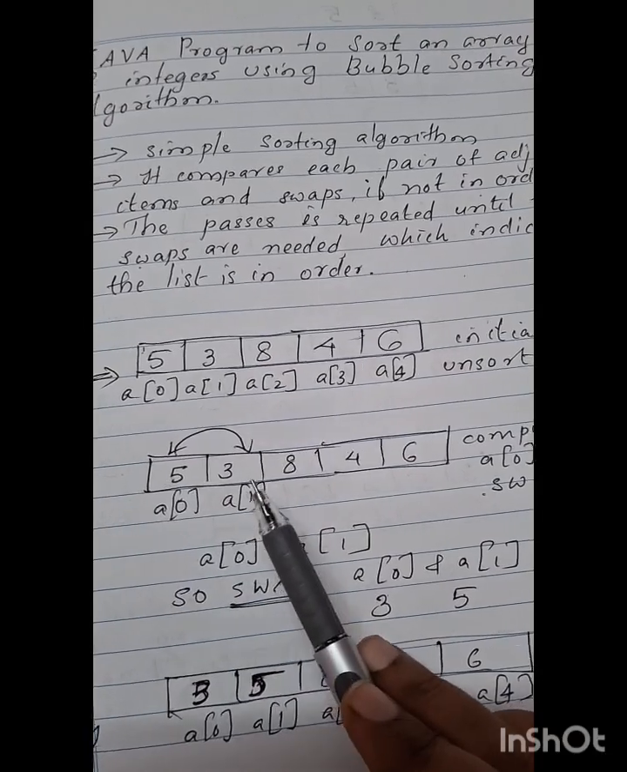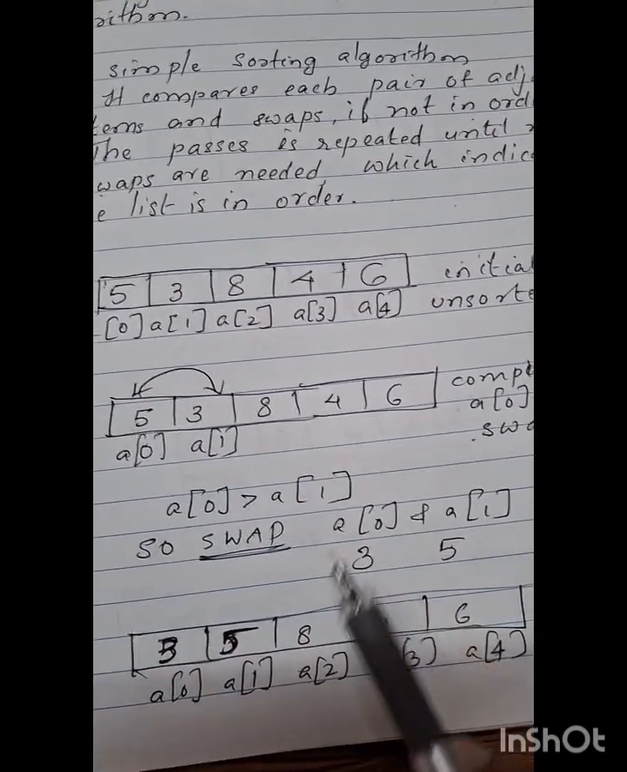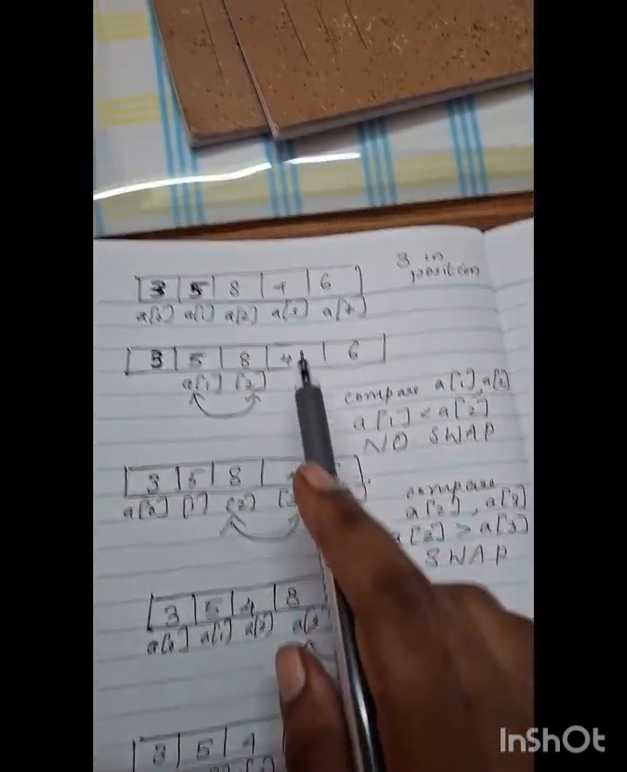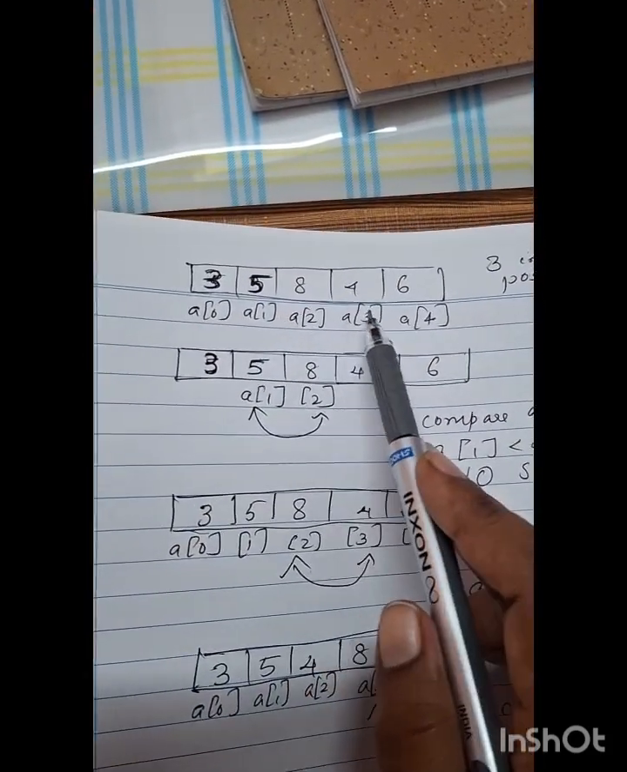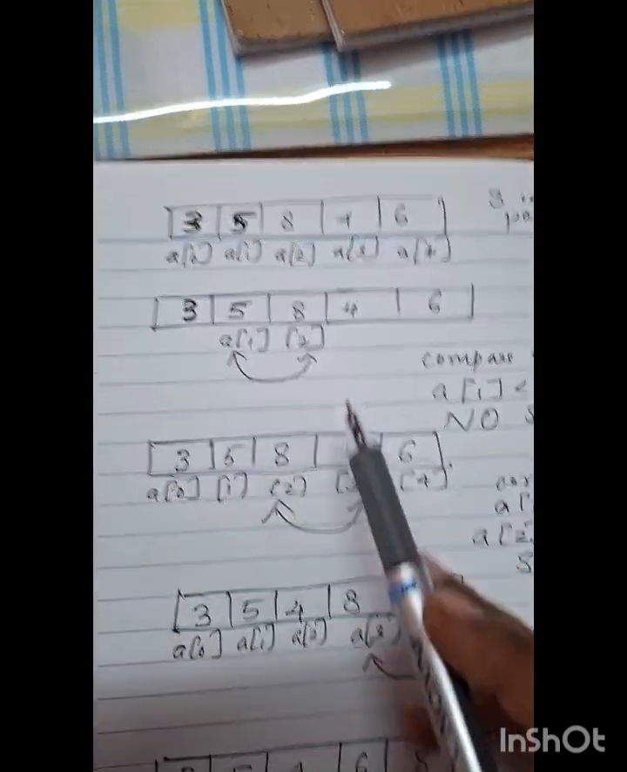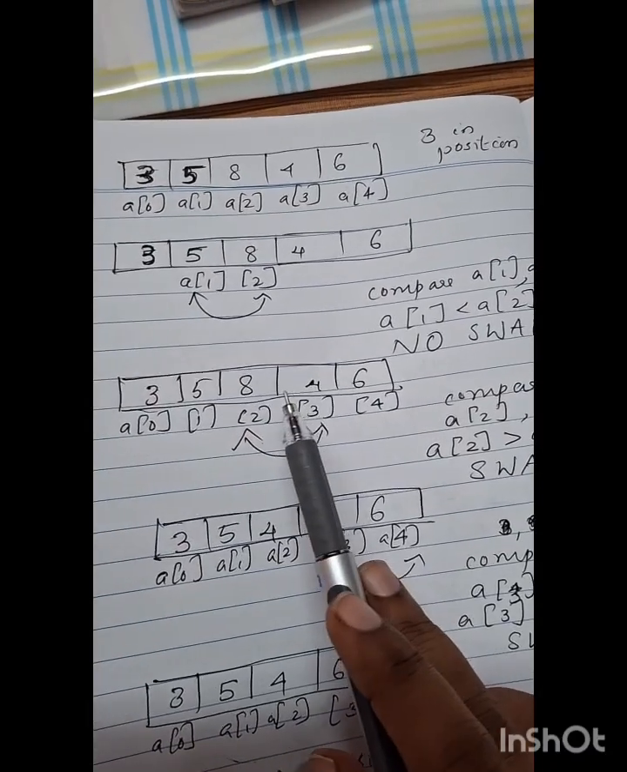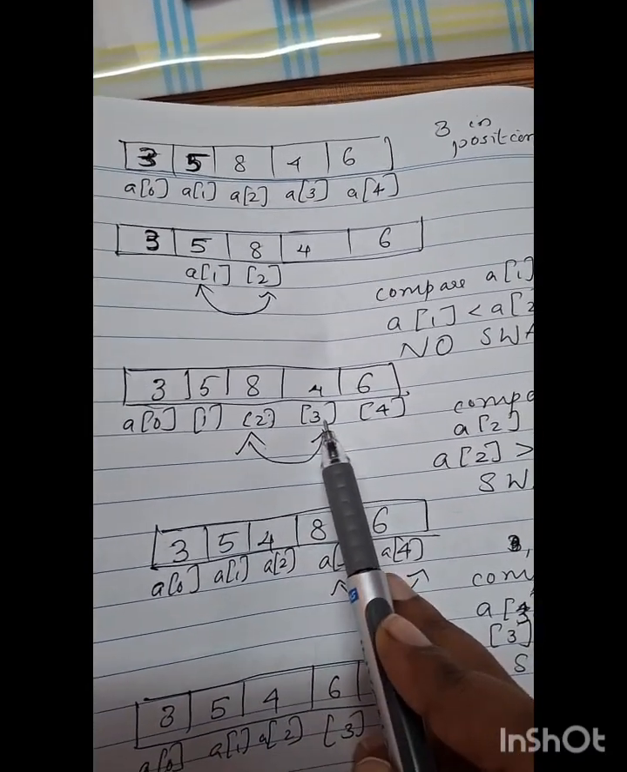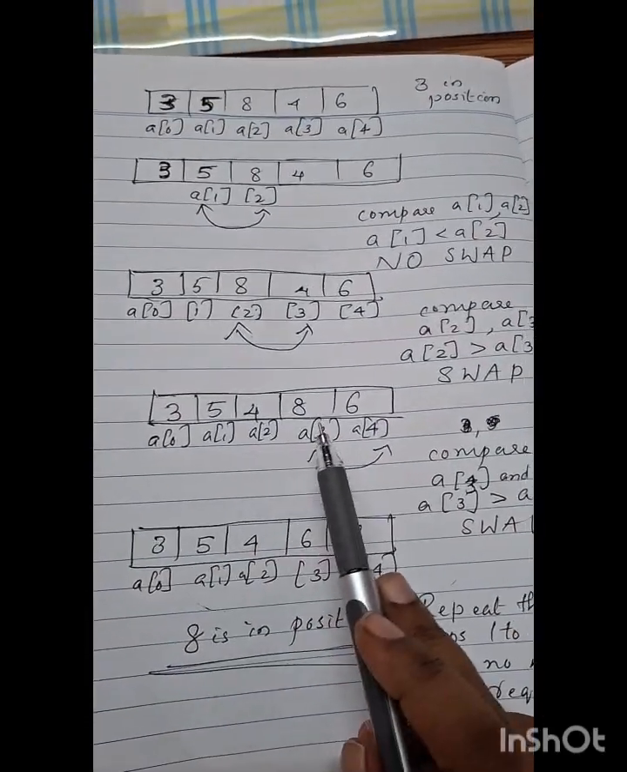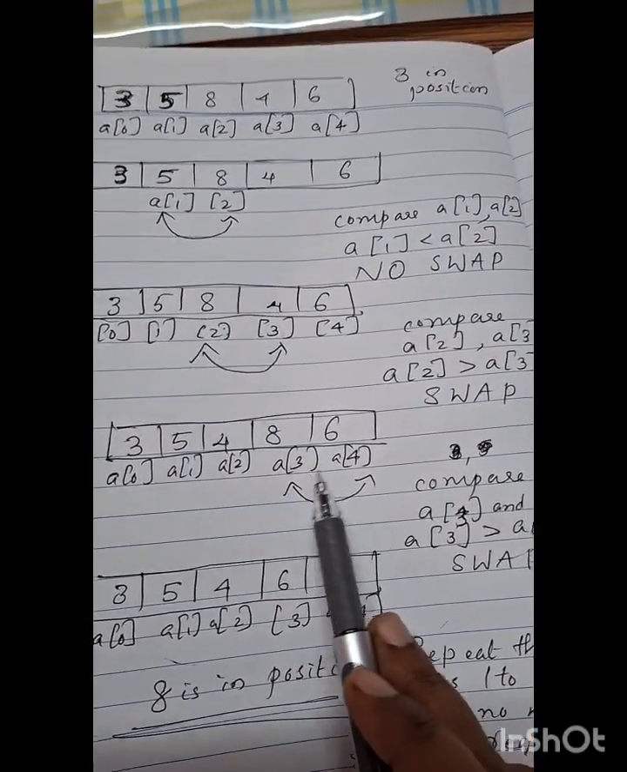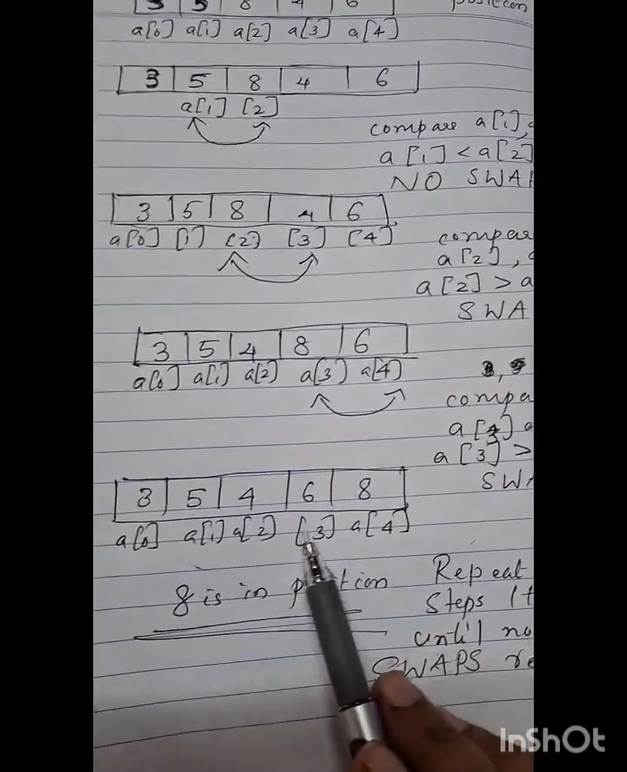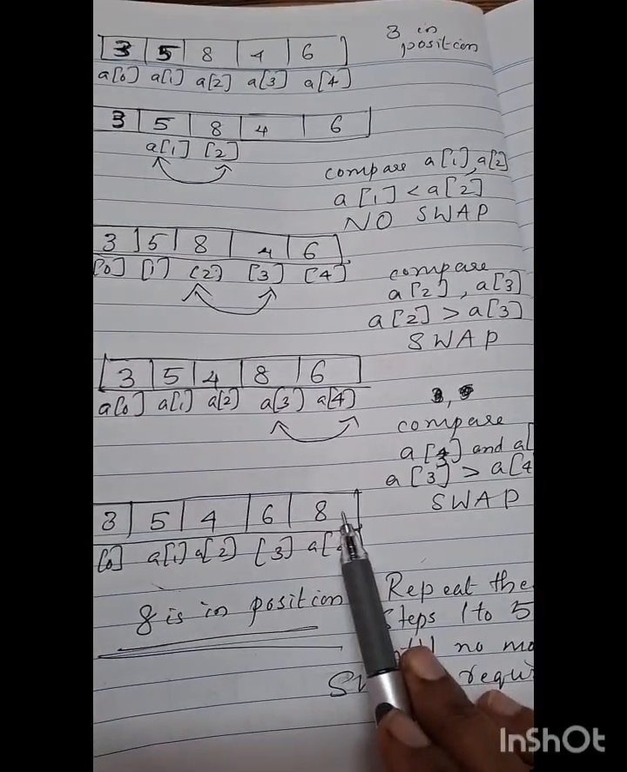Then compare A1 and A2. Again the A1 and A2 comparison, there is no swapping done, and again the new array is formed. Again A2 and A3 we have to compare. By comparing A1 and A2, no swapping is needed. A2 A3 comparison, here swapping is needed because A2 is greater than A3, so 4 and 8 are swapped. Then again A3 and A4 are compared. Here also a swap is needed since A3 is greater than A4. Then the final array is 3, 5, 4, 6, 8.